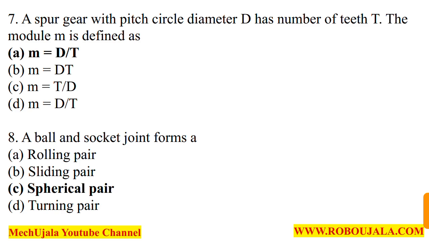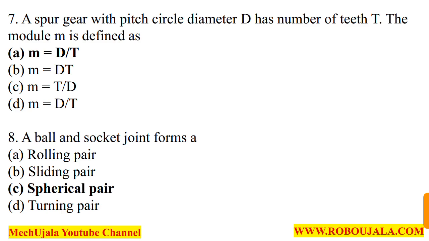Now in question number 8 they are asking, a ball and socket joint forms a. So a ball and socket joint forms a spherical pair. So option number C is the correct option, because it cannot form rolling pairs, sliding pairs or turning pairs. It can only form a spherical pair, because the ball is a sphere. So option number C is the correct option for this question.